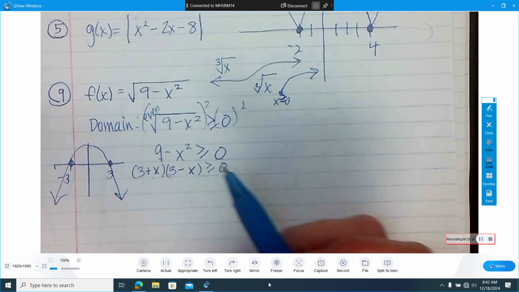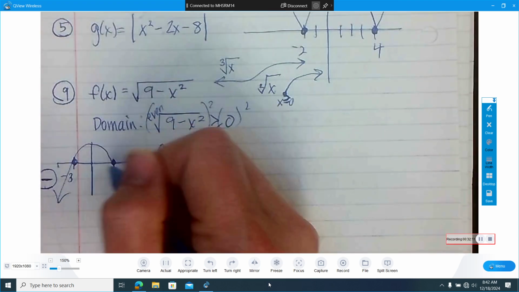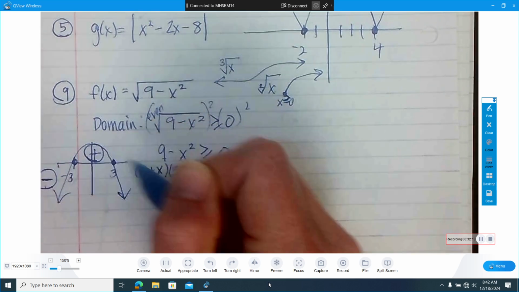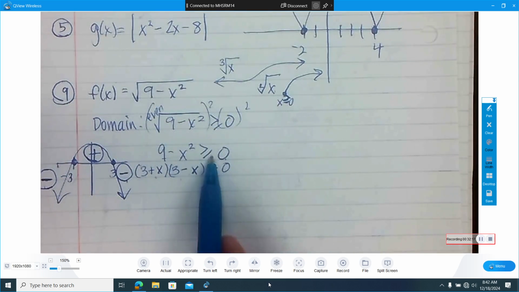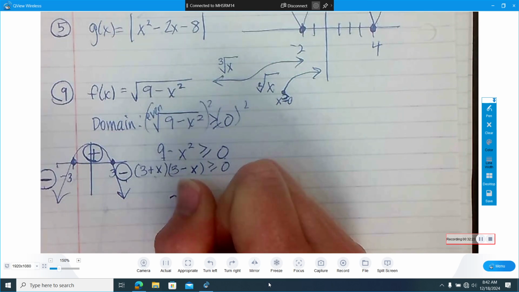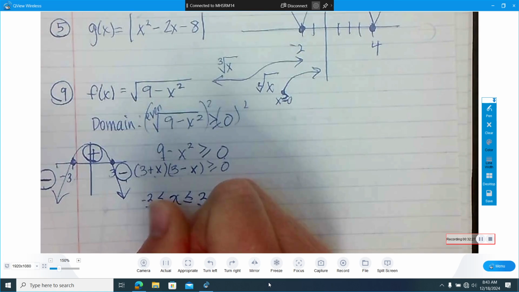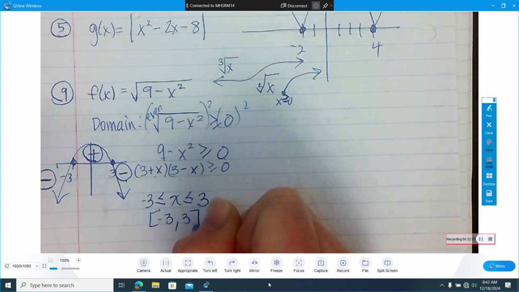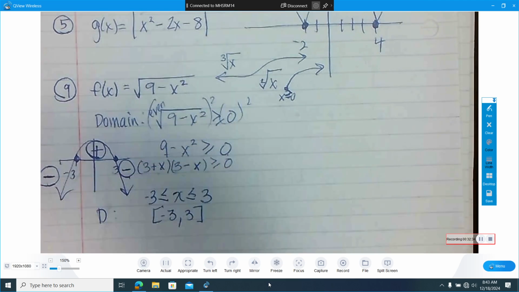Well, to the left of negative 3, it's negative. Between negative 3 and 3, it's positive. And to the right of 3, it's negative again. So where is the curve greater than or equal to 0? For x values between negative 3 and positive 3. We could write it negative 3 to 3 in interval notation if we wanted to. That is the domain right there.